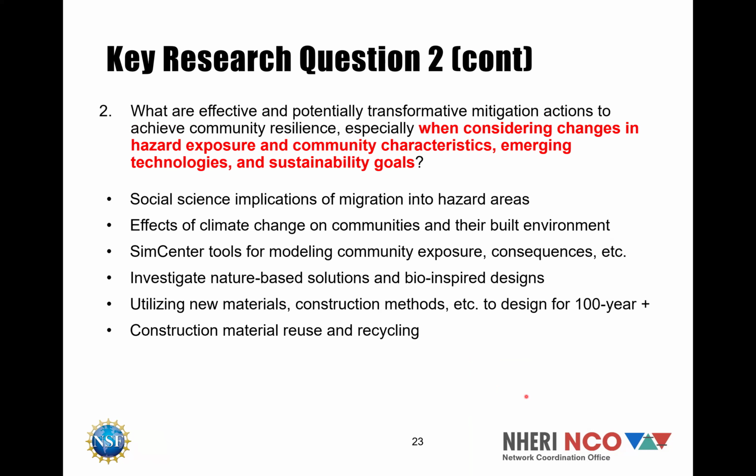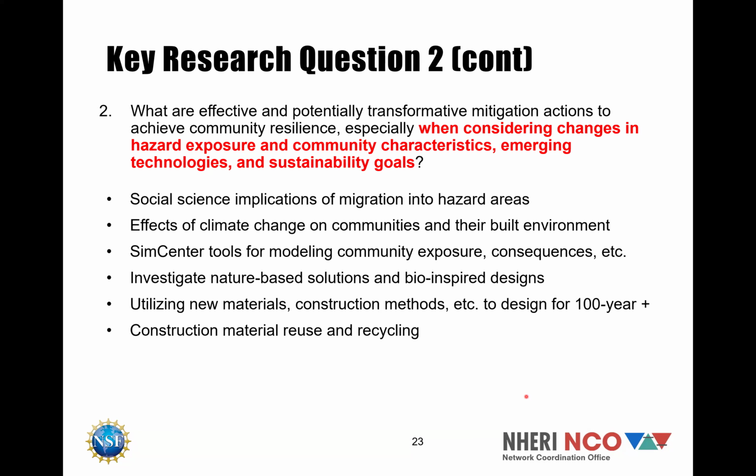And the second part of that statement is, especially when considering changes in hazard exposure and community characteristics, emerging technologies and sustainable goals. So again, we come to social science implications of migration. A lot of people left southern Louisiana, Mississippi, after Hurricane Katrina, moved to other communities. So the communities they left behind change significantly. The communities they're going to change. They've moved out, not out of their own choice. There are a lot of social science implications with that upheaval.